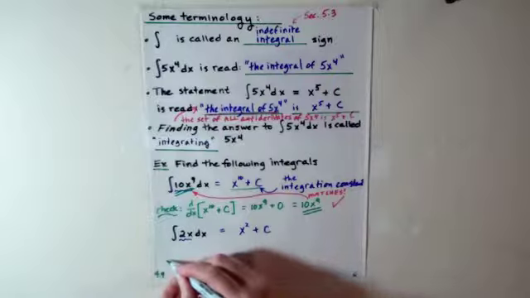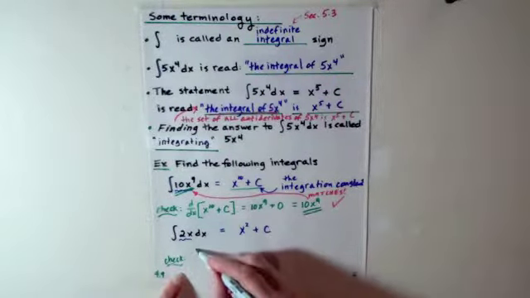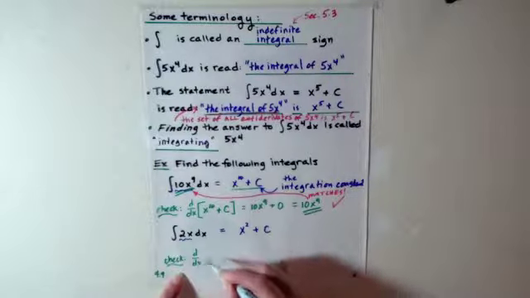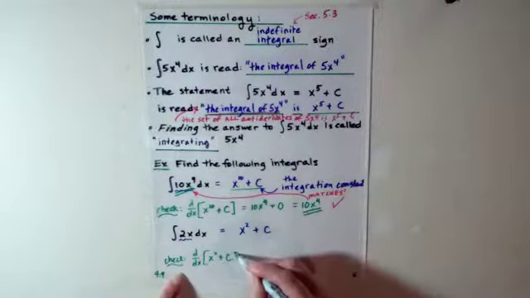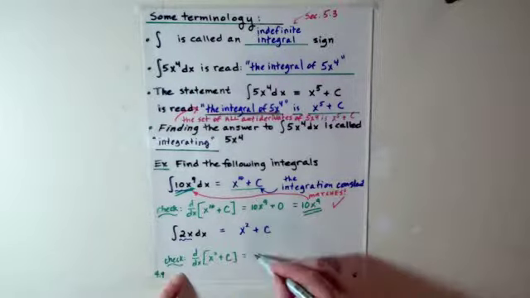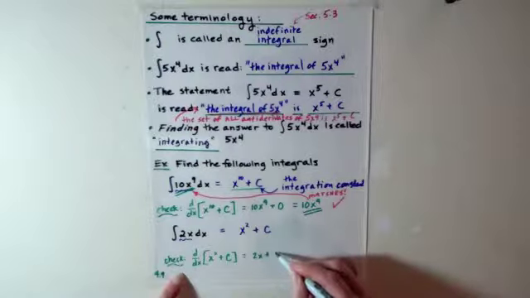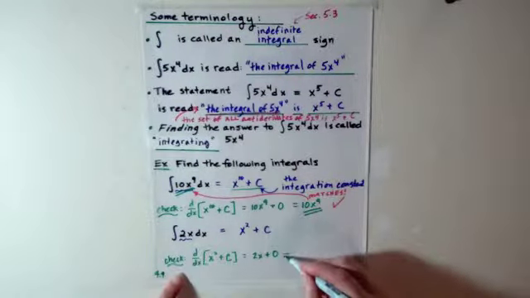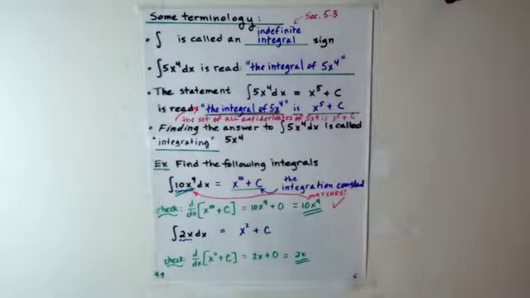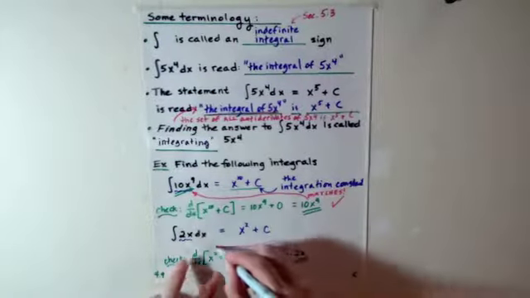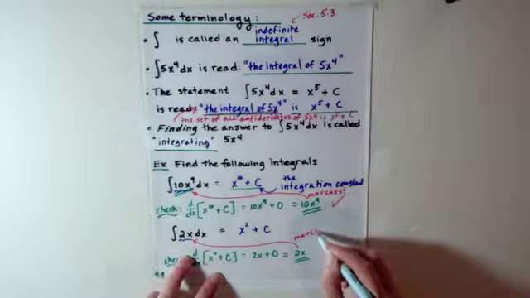Okay, well, let's try checking this together then. All I do is take my answer and differentiate it. So I say, well, what is the derivative of x squared plus c? Derivative of x squared, oh yeah, that checks, that's 2x. And the derivative of c, the derivative of any constant is 0, and so I get 2x. And I notice, yay, that matches the function that I was originally asked to integrate.